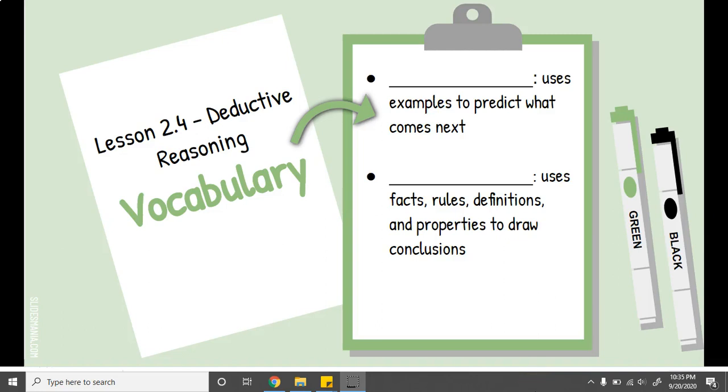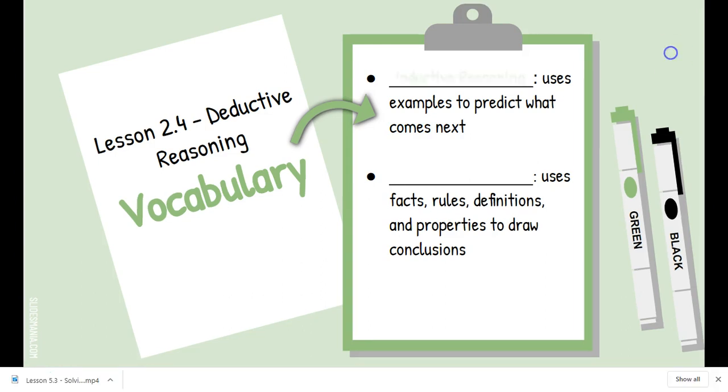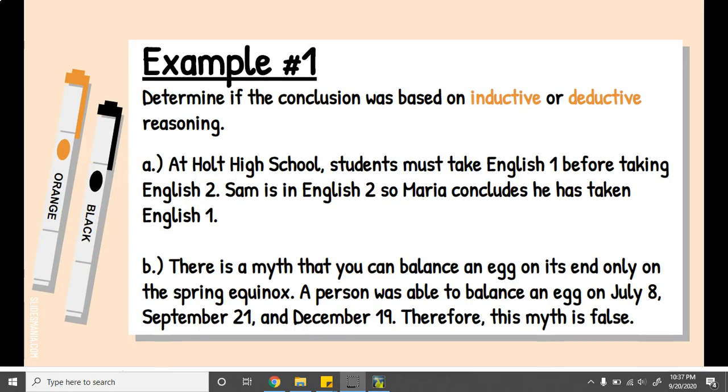Today's lesson is over deductive reasoning. Remember from our last lesson, inductive reasoning used examples to predict what comes next. So we were looking at patterns and examples to predict what came next. Where deductive reasoning uses facts, rules, definitions, and properties to draw conclusions. So we're looking at things we know to be true in order to draw a conclusion.